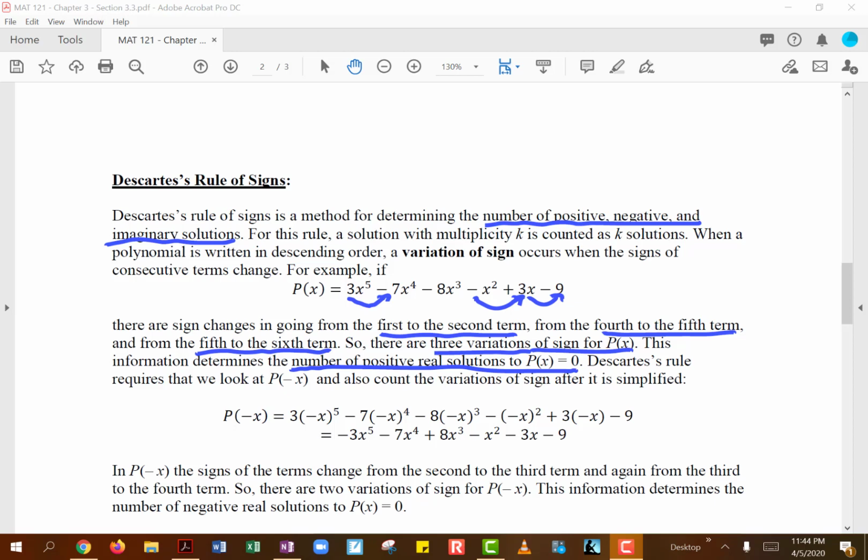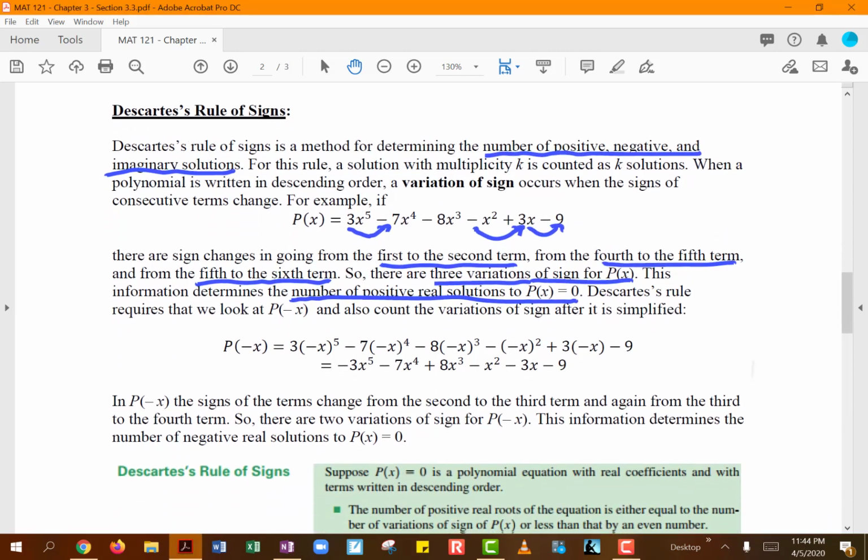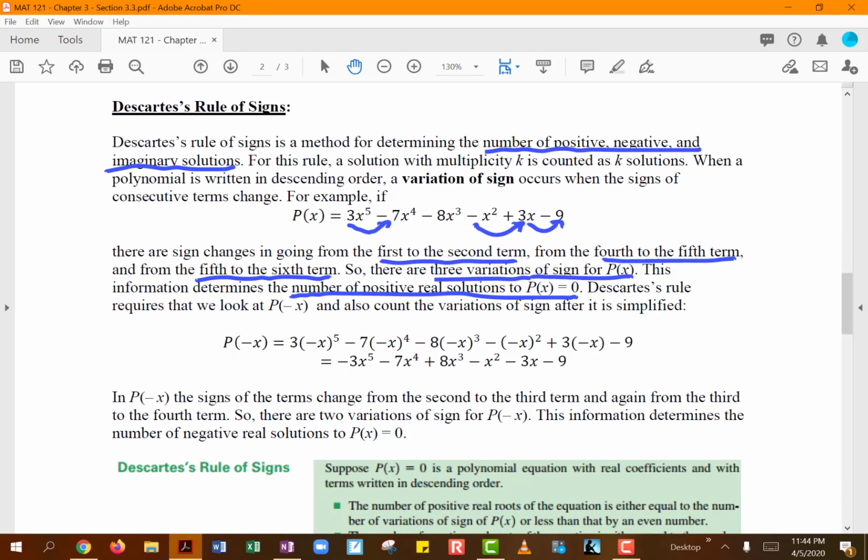Okay, so the idea is if you have 3 times that the sign changed, or 3 variations, then that means at the most you have 3 positive solutions, right? Okay, and there are a couple more details I want to talk about. Now the other thing is, Descartes' rule requires that we look at p of negative x, which means you take your original polynomial function p of x and replace that x with a negative x. So again, instead of p of x, you're going to be looking at p of negative x. And then after you do that, you again count how many times the signs have changed.